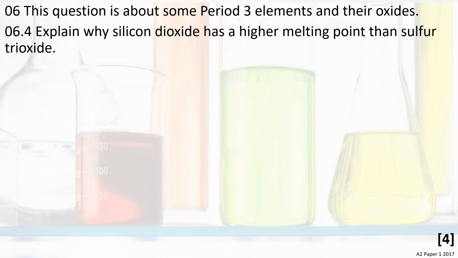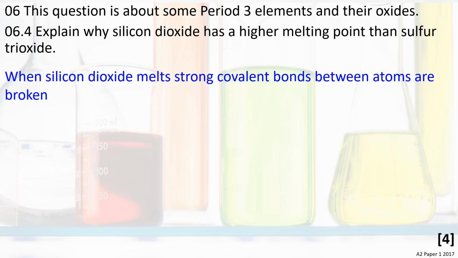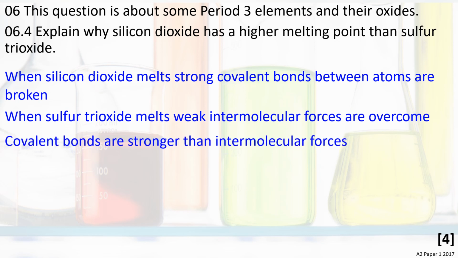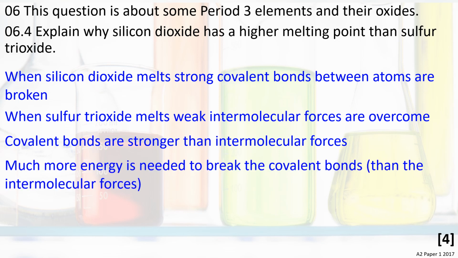When silicon dioxide melts, strong covalent bonds between atoms are broken. When sulfur trioxide melts, weak intermolecular forces are overcome. Covalent bonds are stronger than weak intermolecular forces. Much more energy is needed to break the covalent bonds than the intermolecular forces.